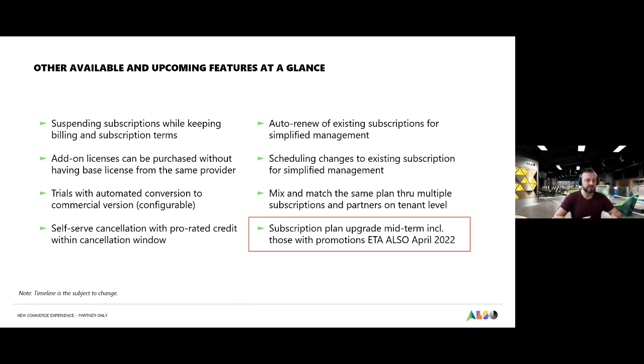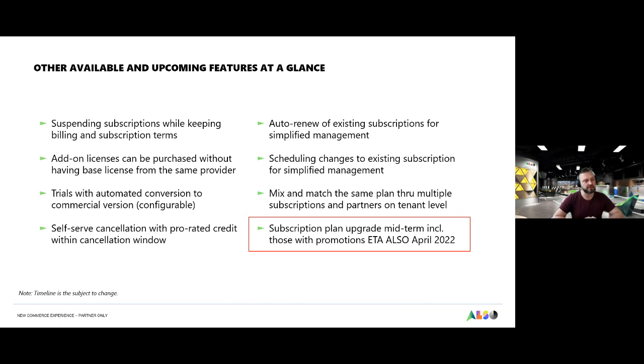The add-on license, as I mentioned, can be purchased now separately from the base license. So that means that you don't have to have the base license to sell the add-on license to your customer. That's very handy for those partners who are specialized, for example, in voice or security. And that was super hard in legacy to really do the sale to the customer because you don't own the base license subscriptions. That will now be possible.